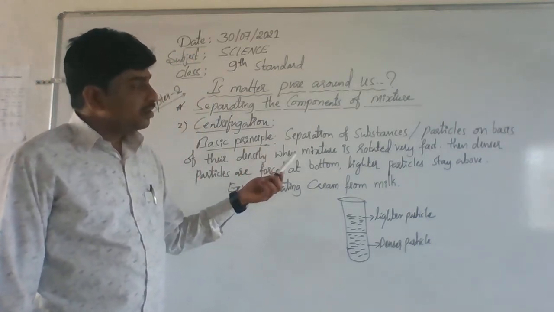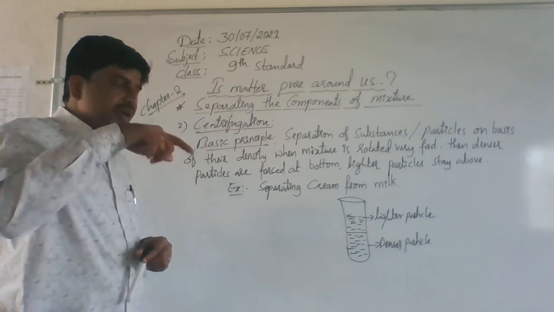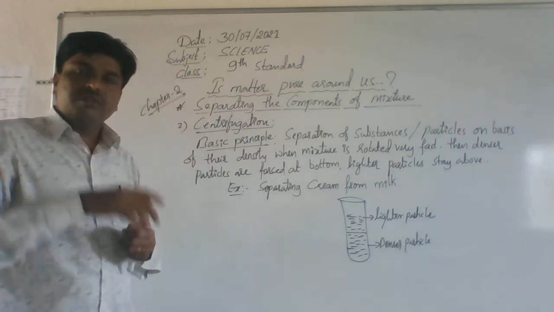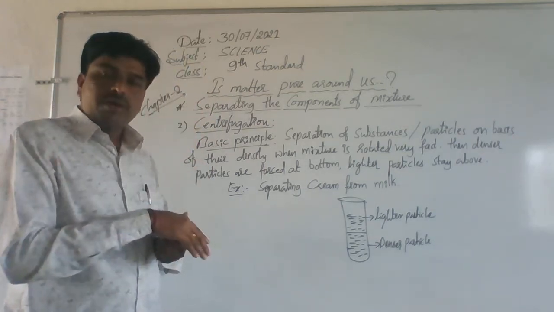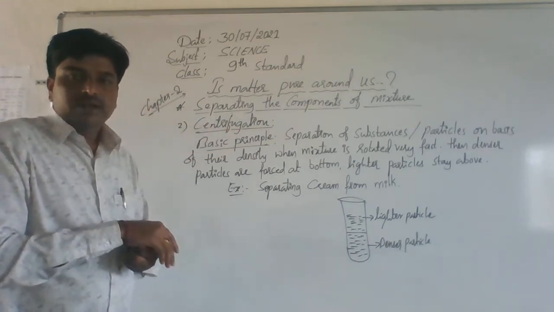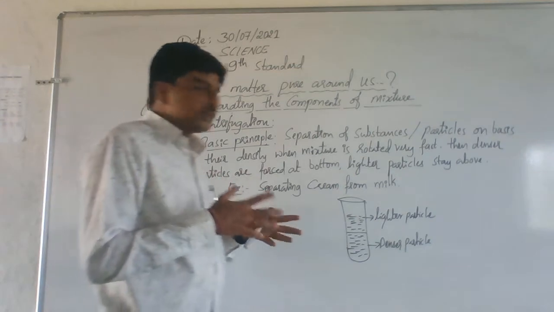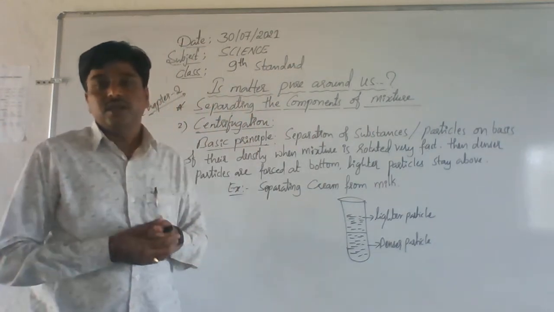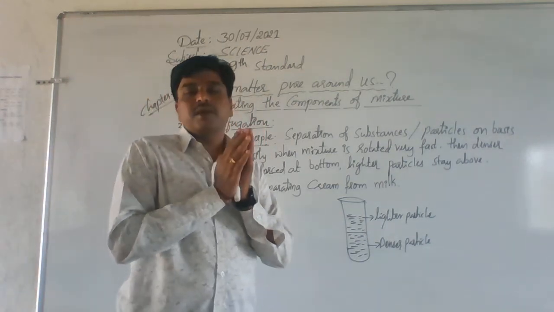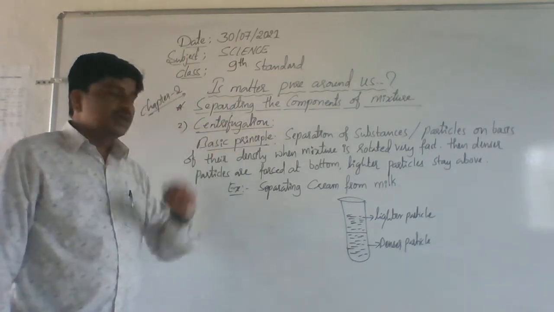So this method is based on what? On the basis of their density, when the mixture is rotated very fast. Understand? When the mixture is rotated very fast, the denser particles are forced to the bottom and the lighter particles settle above that material. Understand? Because the particles have different densities. If the substances in a mixture have different densities, and we have to separate the lighter and denser particles separately, we use the centrifugation method.